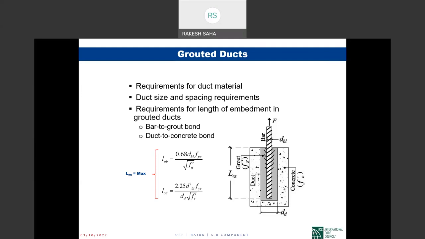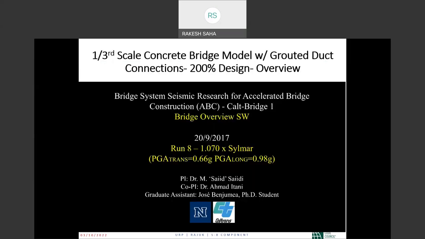So we again spell out what the duct material should be, how thick it should be, and how much bigger than the reinforcing bar diameter it should be. What is the requirement for the duct size and the spacing of these ducts? Because if they're too close to each other, they lose their effectiveness. Also, we have specific equations that talk about the anchorage. What's the anchorage length that we need to provide? So there are two equations. One accounts for bond between the steel bar and the grout. And the other one accounts for the anchorage between the duct itself and the surrounding concrete. So the more critical of the two will control what we need to do.